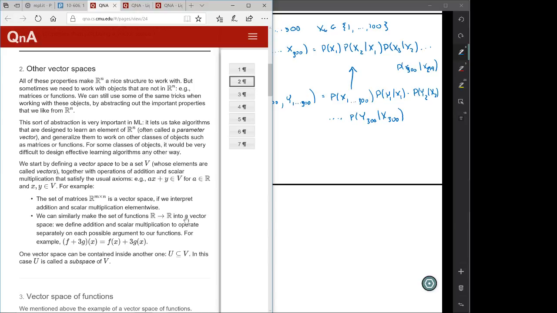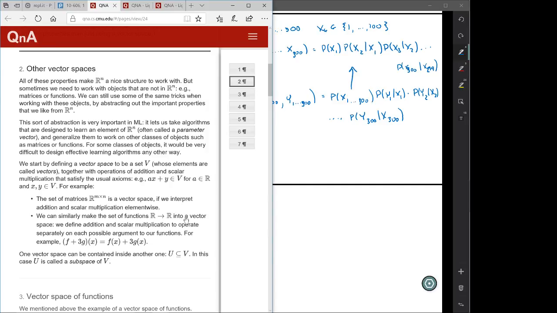We would like, when we're working with these other objects, things like matrices or functions, and we'll see even more examples later, we would like to work with them using the same tricks that we use to make working with Rn easy. And the way we do that is by abstracting out these important properties. And the properties are the ones that I just talked about in the previous section.